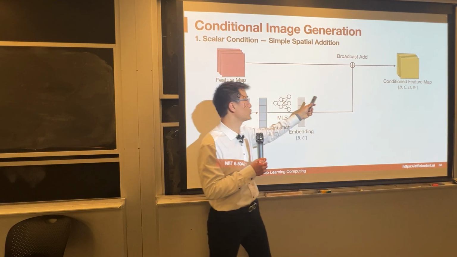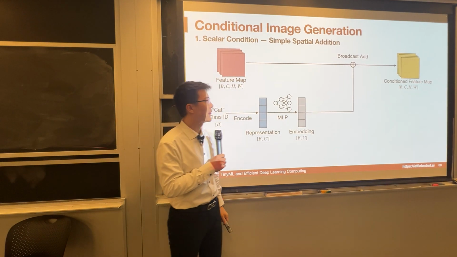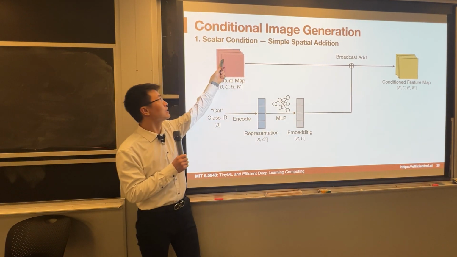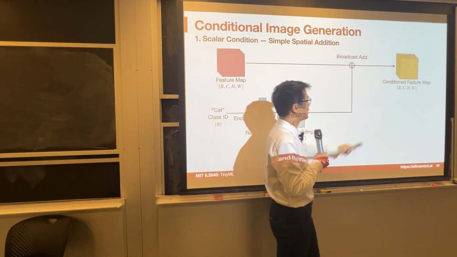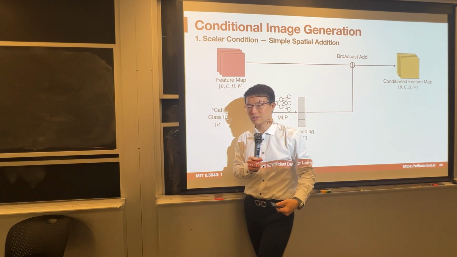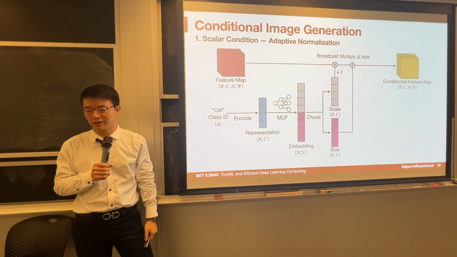Okay, broadcast this pixel to the entire XY location. Similar for this pixel to the second channel for the entire XY location, so that we can get a conditional feature map. This is the simplest method to add a scalar condition.